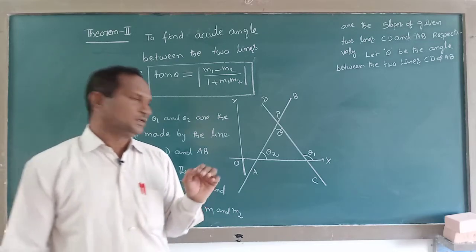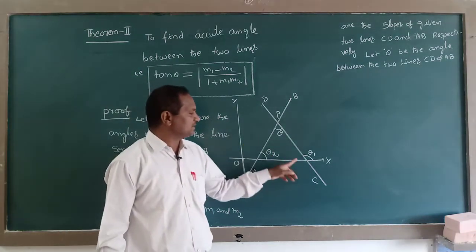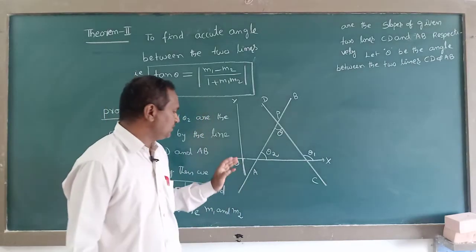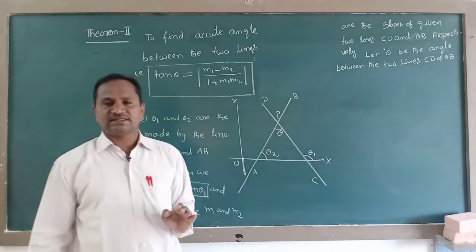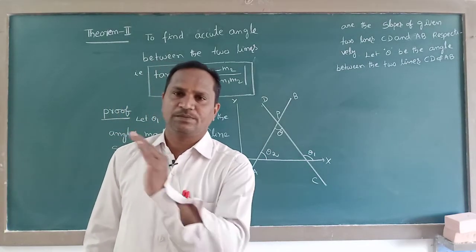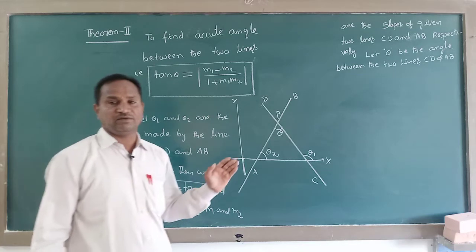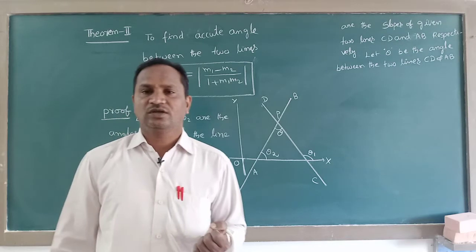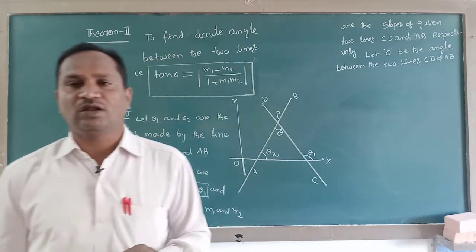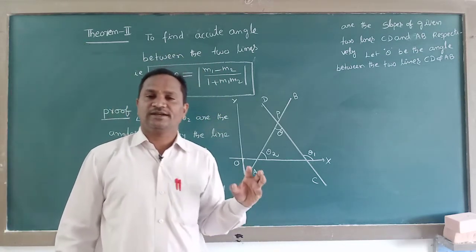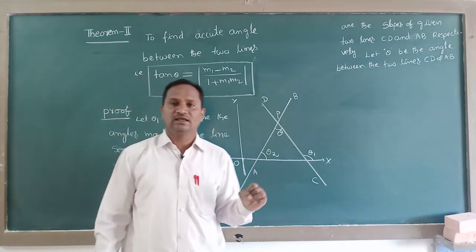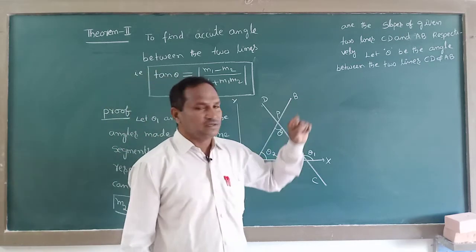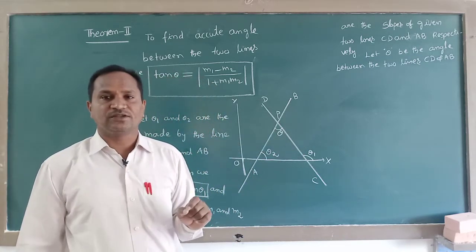Here, theta 1 is the angle made by the line segment CD along the x-axis in the positive direction, and theta 2 is the angle made by the line segment AB along the x-axis in the positive direction. Whenever angles are made by those line segments, we can easily write their slopes according to the formula m is equal to tan theta. Based on that formula, the slopes of these two lines are m1 is equal to tan theta 1 and m2 is equal to tan theta 2. At the same time, we consider theta to be the angle between the two lines.